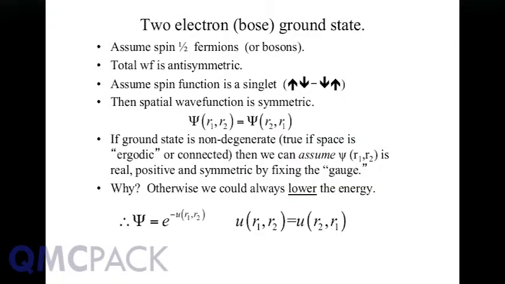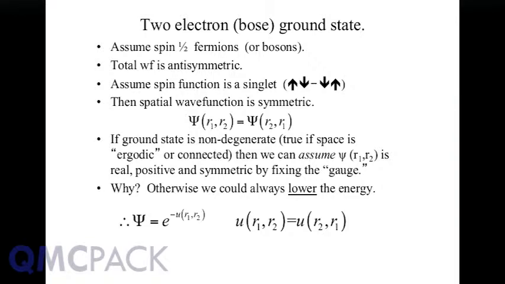I wanted to say something else about a hydrogen molecule and about Fermi statistics. The 2 electrons, we often refer to as bosonic-like systems, even if they're 2 electrons. And this is the reason. Assume that the total wave function is antisymmetric if we have 2 electrons, and we assume the spin function is a singlet like this.